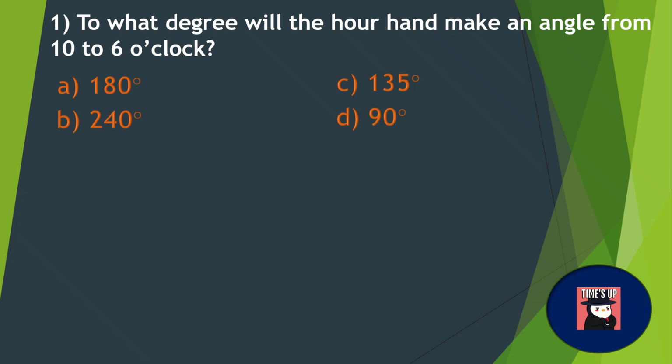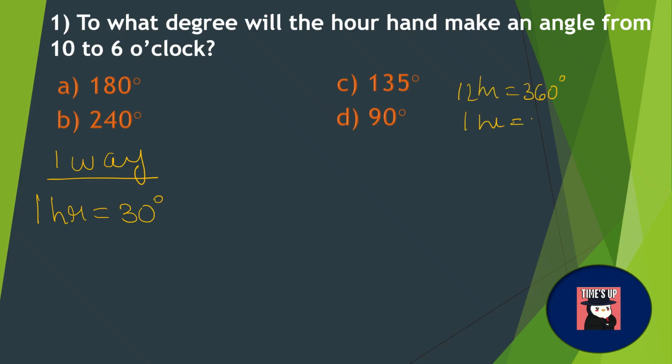There are two methods to solve this problem. Whichever is convenient for you all, you can choose that way to solve. First way is, you know that 1 hour will be how much degree? 30 degree. Correct? 12 hour is equal to 360 degree. So 1 hour will be 30 degree. So 1 hour makes 30 degree angle.